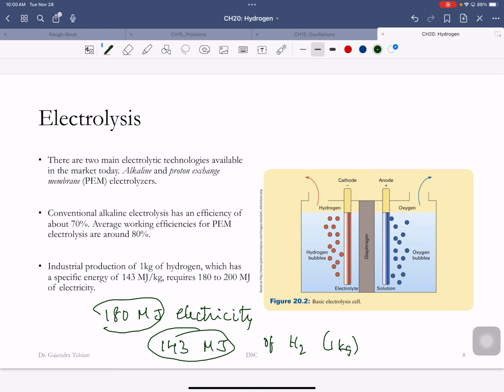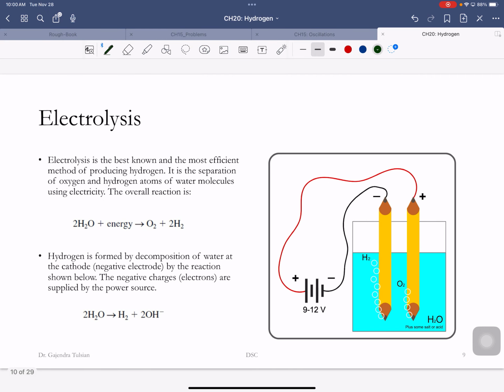So this is 80%. All right. So again, you take water, provide energy with electricity, and you produce hydrogen. Electrolysis, I'll come to the details in a second. Electrolysis is the best known and most efficient method of producing hydrogen. It is a separation. Hydrogen is formed by decomposition of water at the cathode.